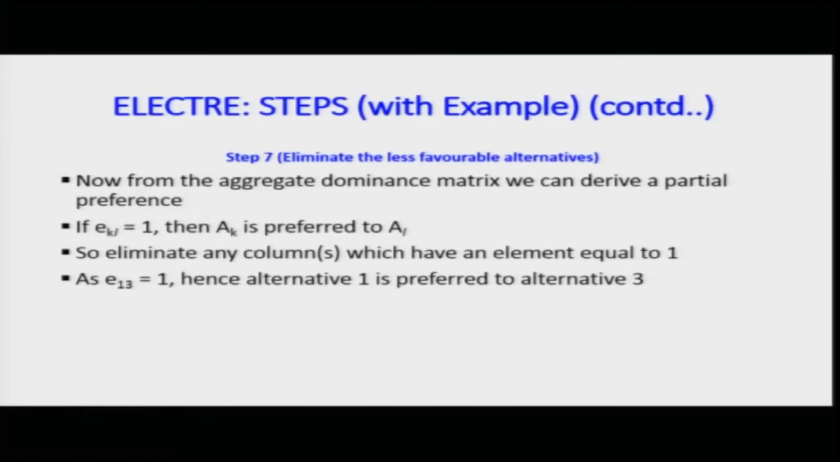Now, for the aggregate dominance matrix we can derive a partial preference concept. So, if that value of a cell is 1, then A k would always be preferred to A l. So, we will eliminate any columns which have an element equal to 1. Those would not be considered because they are already positive. So, in case E13 is 1, hence alternative 1 is preferred to alternative 3, which I had mentioned.